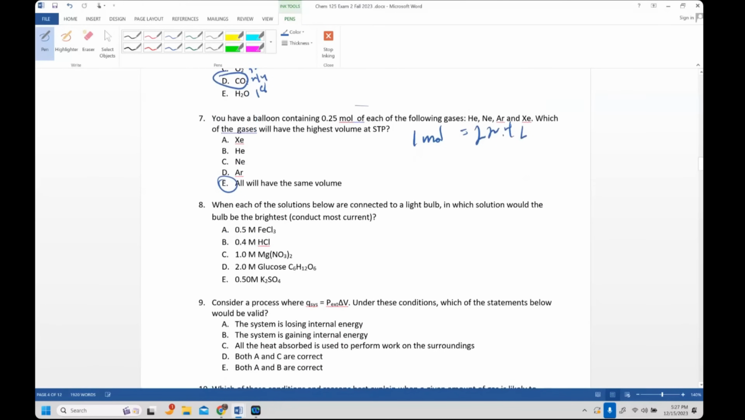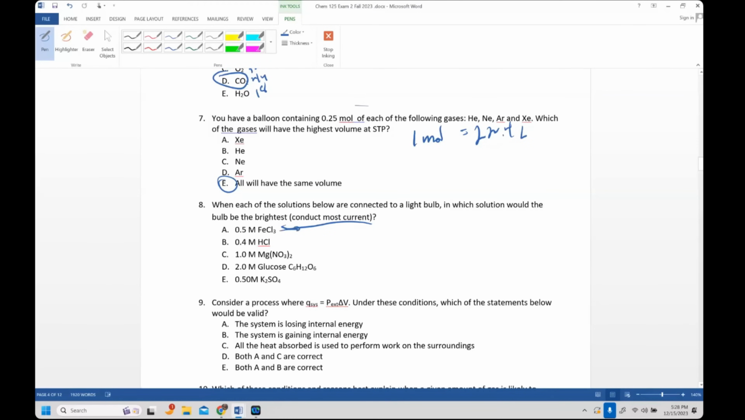All right, next. When each of the solutions below are connected to a light bulb, in which solution would the bulb be the brightest? In other words, conduct the most current. So conduct the most current means which one is the strongest electrolyte? An electrolyte has ions, and we want the highest concentration of ions. So what we can do is we're given concentration and we're given the compound. From the compound and the concentration, we can figure out the total ionic concentration.